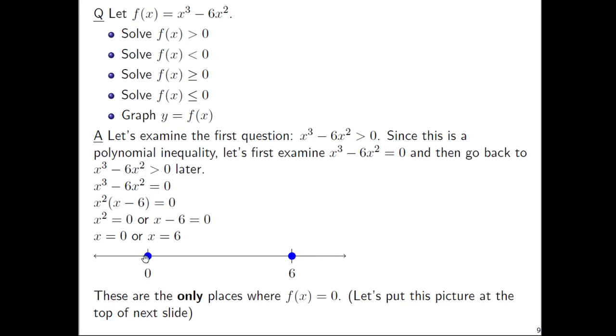We know what happens when x is 0. We know what happens when x is 6, but we need to find out what happens in between, and then on the extremes. There are 3 separate pieces, in other words: the left piece, the middle piece, and the right piece. Figuring out what happens in those 3 pieces will help us answer not only this first inequality question, but all of the inequality questions, as well as the graphing question.